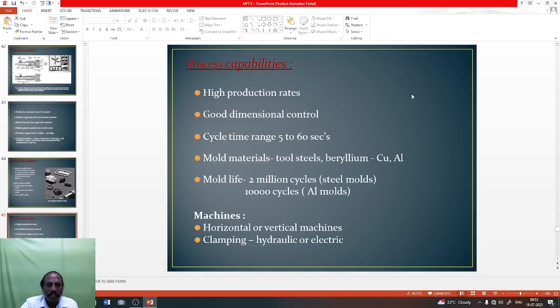Process capabilities: there are high production rates and good dimensional control. The rate of production is very high, with a cycle range of 5 to 60 seconds. Mold materials: tool steels, beryllium copper, and aluminum are used. Mold life is 2 million cycles for steel molds and 10,000 for aluminum molds. Machines: horizontal or vertical, with hydraulic or electric clamping.